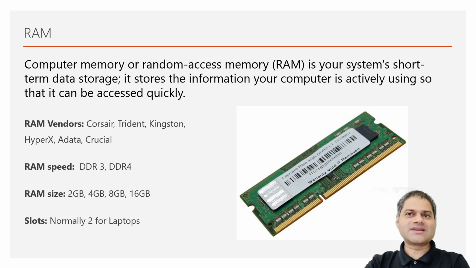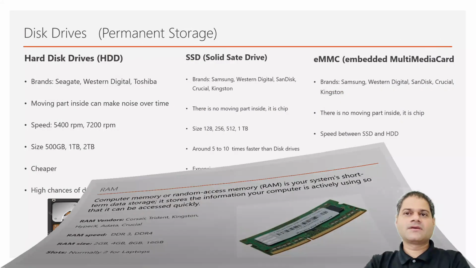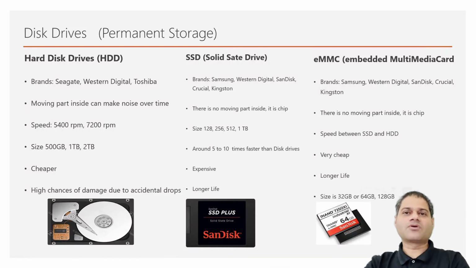Now let us talk about disk drives, where you permanently store OS and programs. The most commonly used disk is HDD, hard disk drive. In a hard disk, the main components are rotating disks and a head to read and write data. So Seagate, Western Digital, Toshiba are the most common manufacturers.